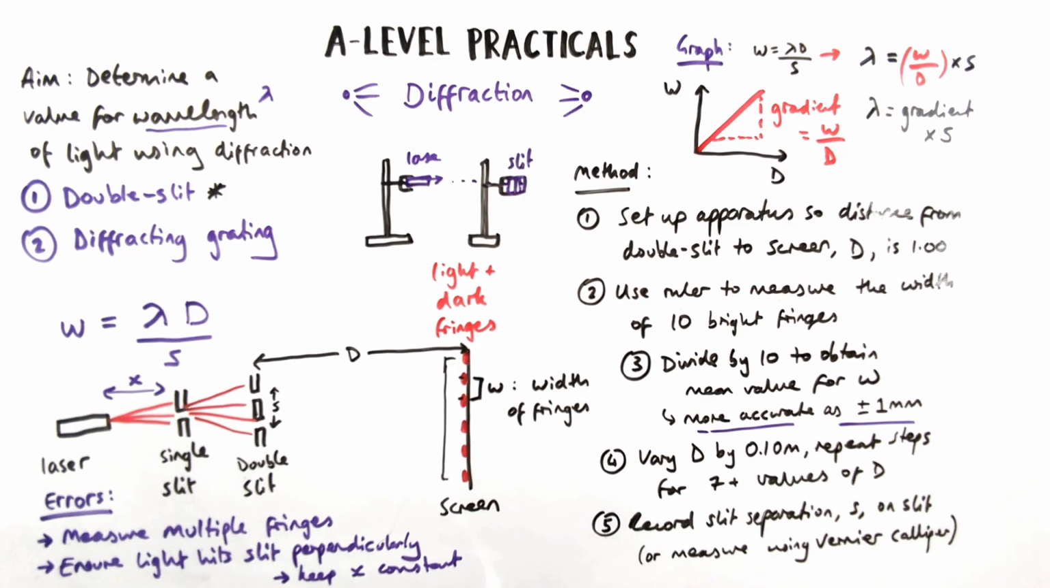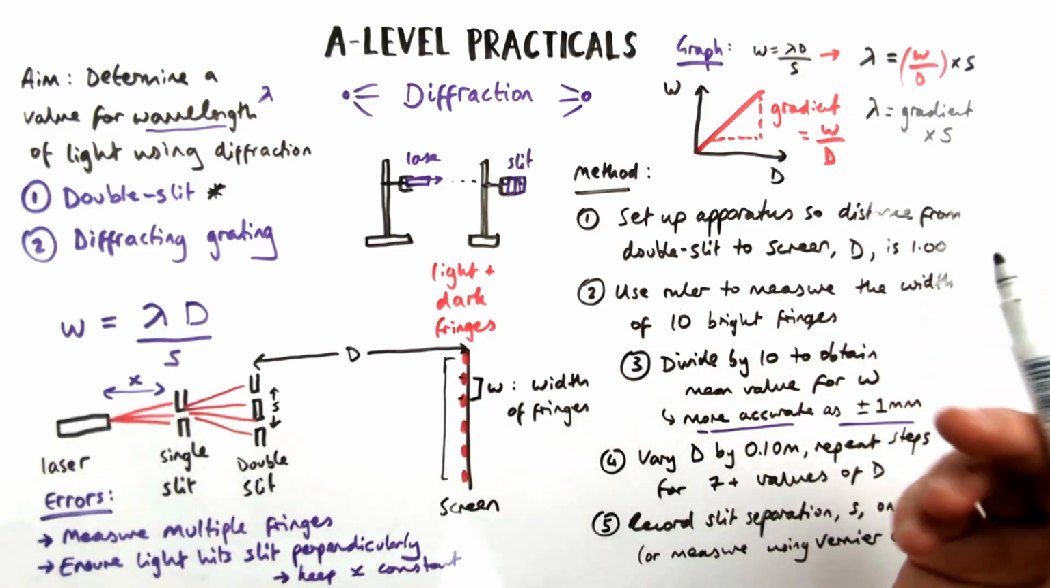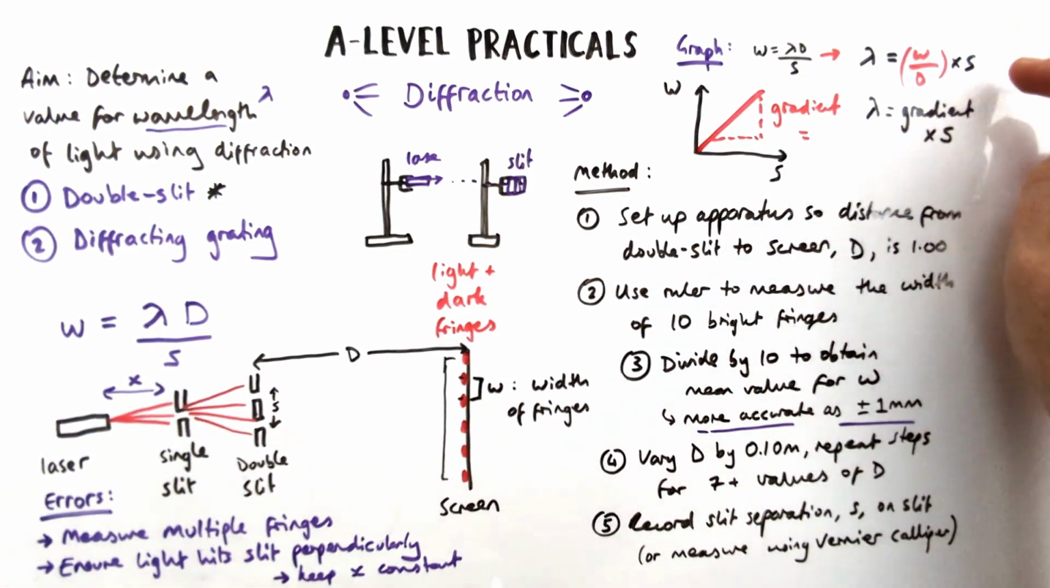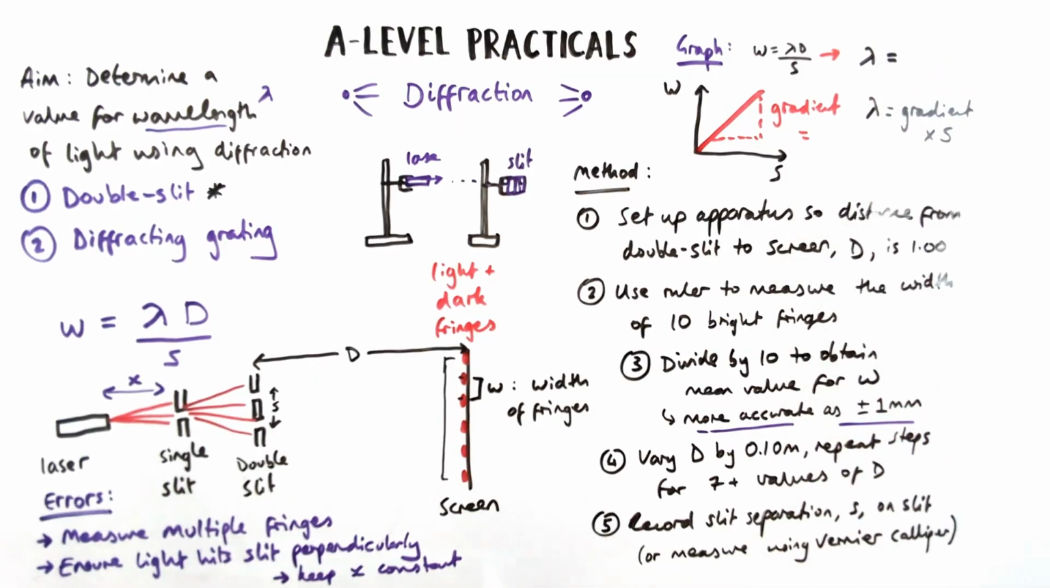Depending on the color of laser you're using, obviously it's a known value, so you could compare it to a known value. So for example, for red light, you're talking about 650 to 700 nanometers. And then for violet light, you're talking about 400 nanometers.